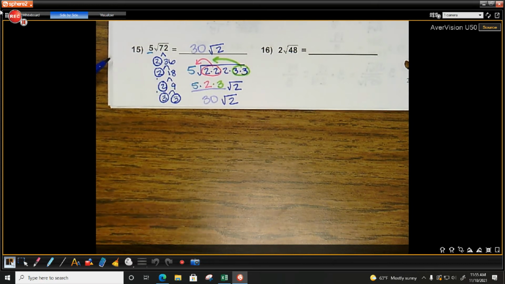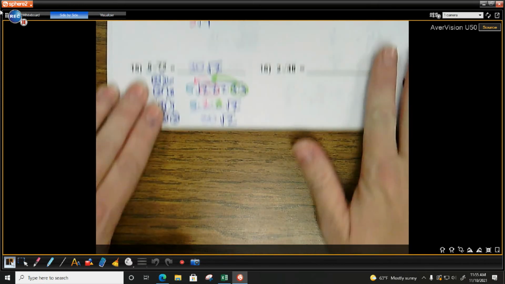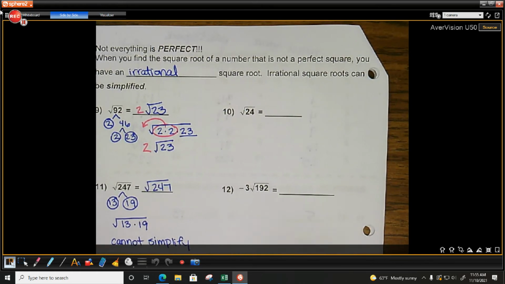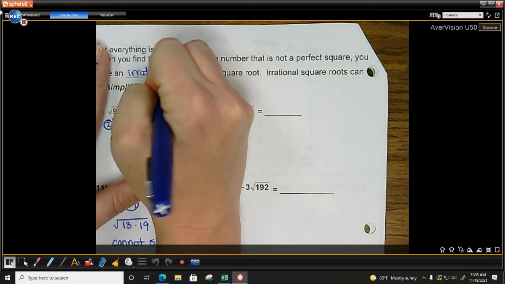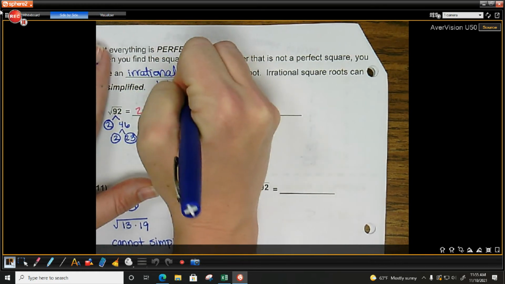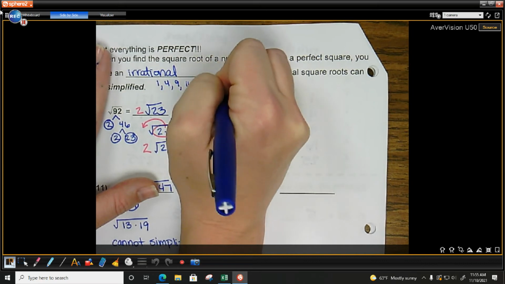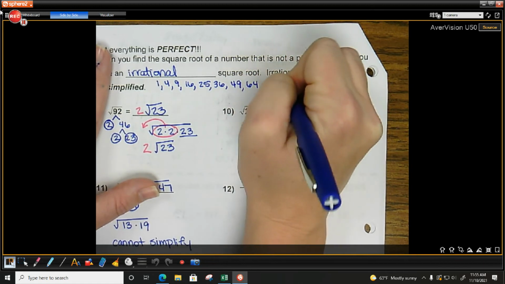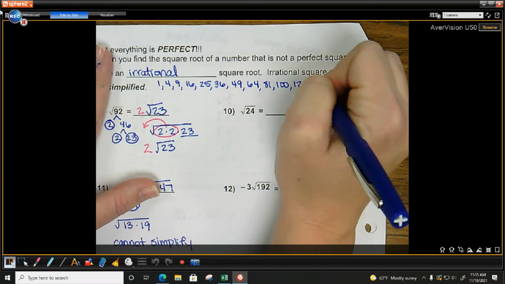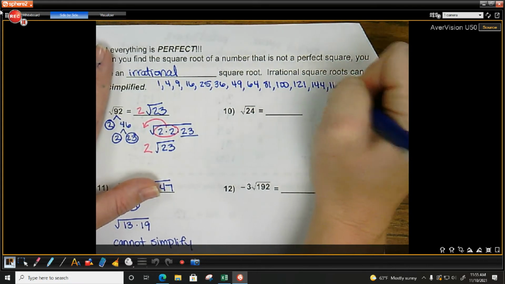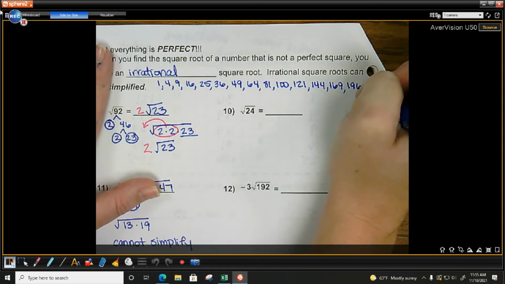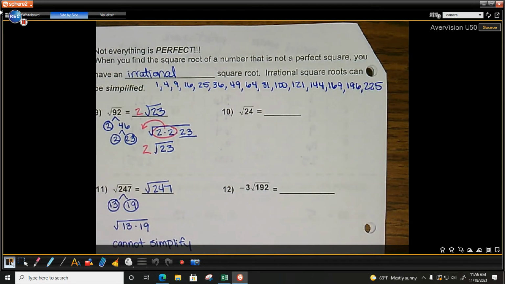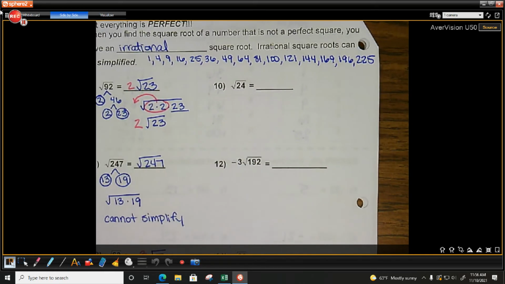Now I'm going to show you the perfect square method, and that's how we're going to do the next column. In order to do the perfect square method, you need to know your perfect squares. So I'm going to write them out up at the top. 1, 4, 9, 16, 25, 36, 49, 64, 81, 100, 121, 144, 169, 196, and 225. Okay, so I just wrote out all my perfect squares there. It's a good idea because you want to see it.